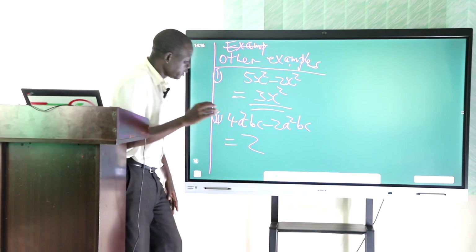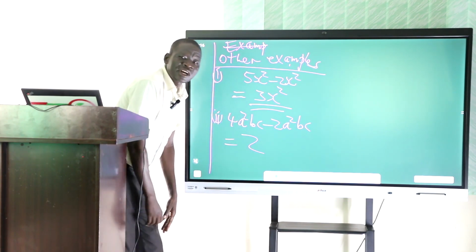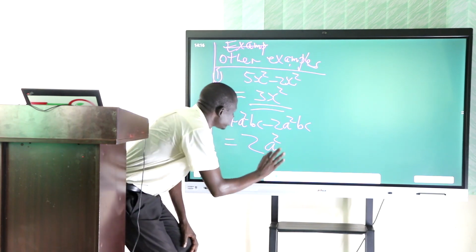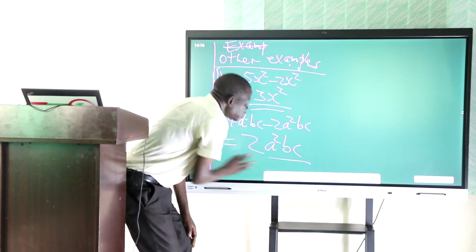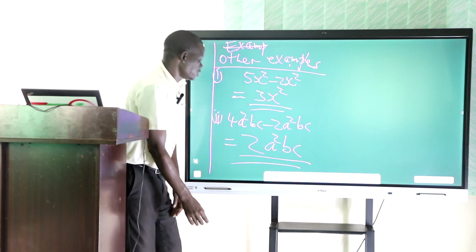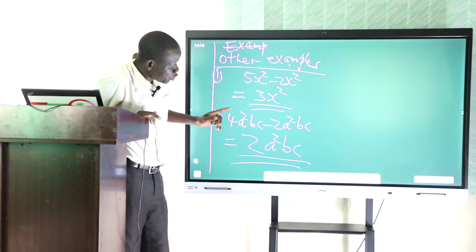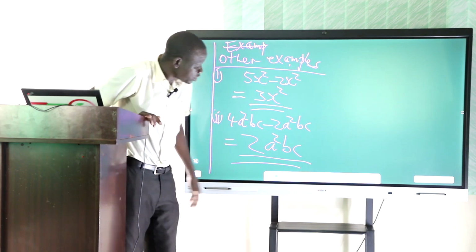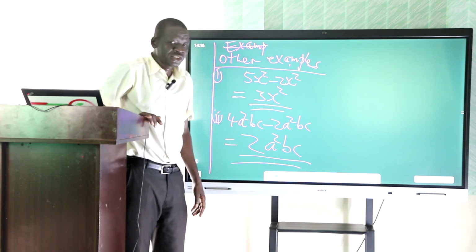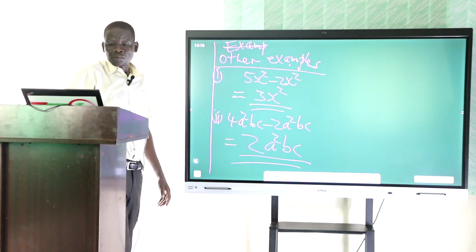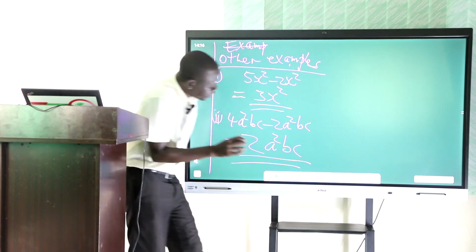Then you put there the variables. The variables remain as they are. That is to say, a squared bc. And this will be the answer. So therefore, 4a squared bc minus 2a squared bc, you get 2a squared bc. Next, we can look at example 3.